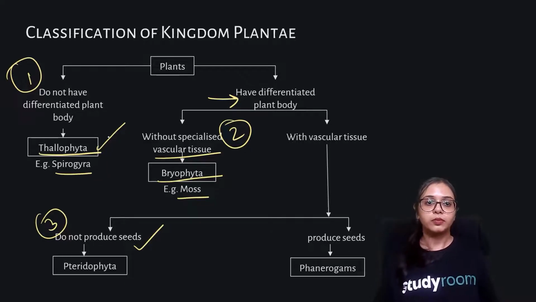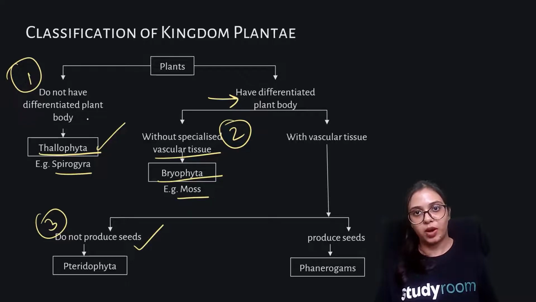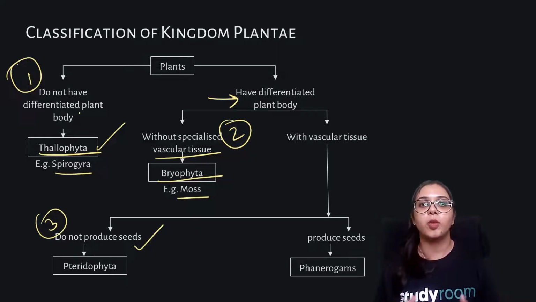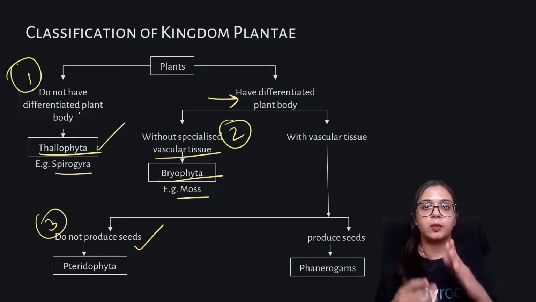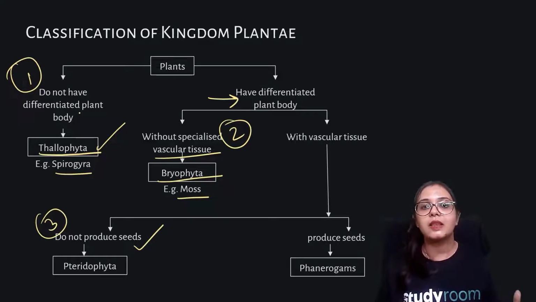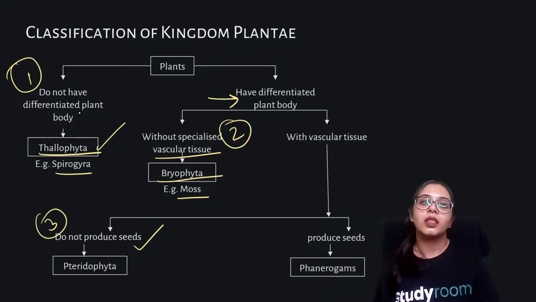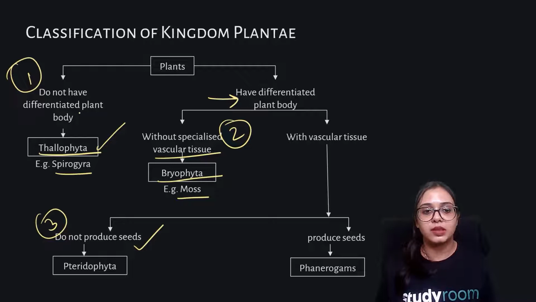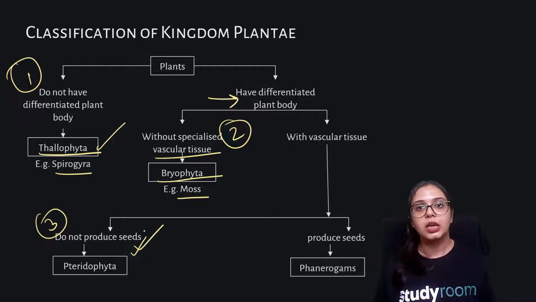Okay, so again I'm repeating it for you. We have plants that do not have differentiated plant parts. These are Thallophyta, the first category. Then you have plants that have differentiated body parts, differentiated tissues. What kind of tissues? Vascular tissue. So two categories. Plants that have distinct differentiated plant body parts but do not have vascular bundle are your Bryophyta. Then plants that do have vascular tissue but do not produce seeds are the Pteridophyta. And the last category, plants that do produce seeds, are the Phanerogams.